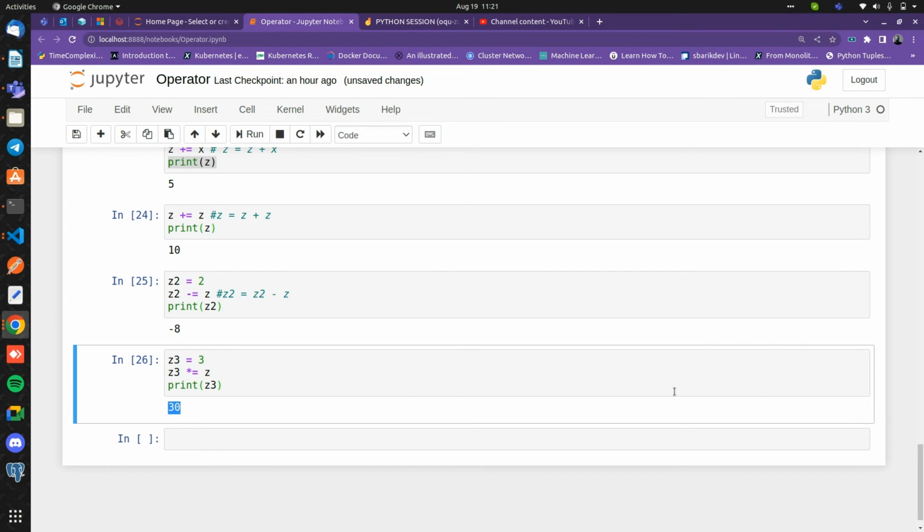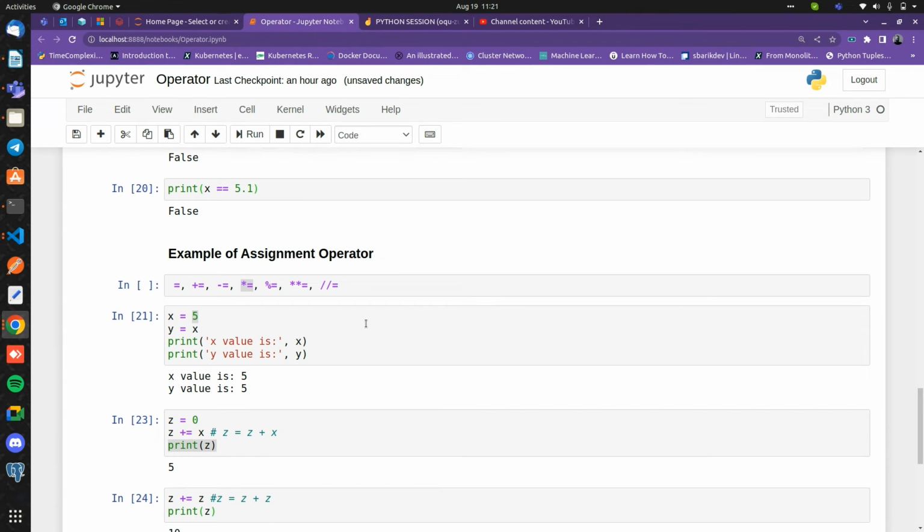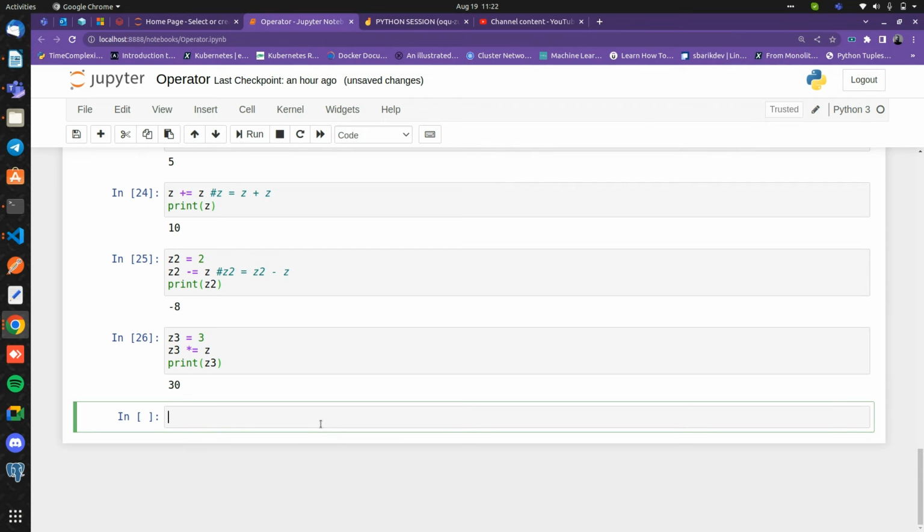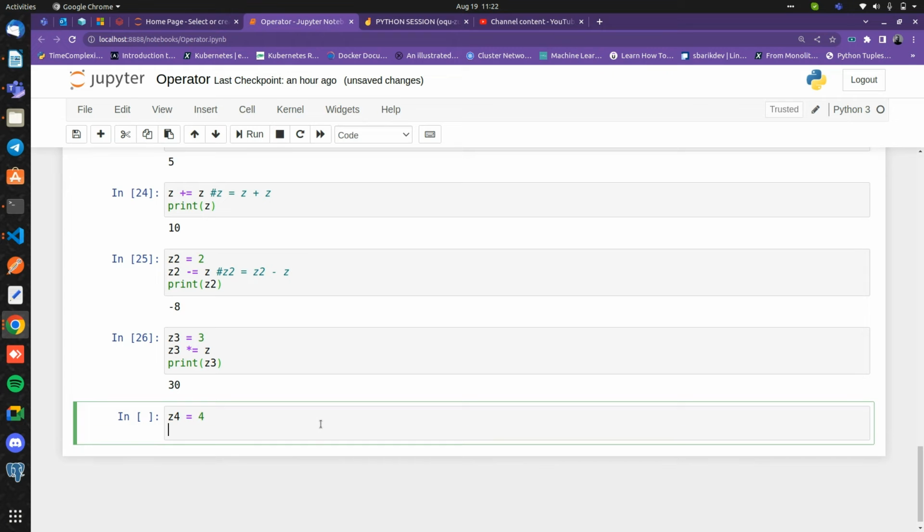And same as like that the division and the modulus equal to is the same. If I print Z4 equal to, let's say, 4, and I'm going to do Z4 modulus equal to, let's say, my smallest value, that is my Z2. It is my smallest value, my Z2, minus 8.